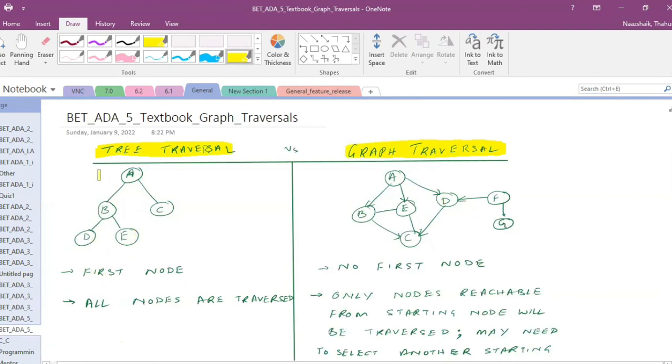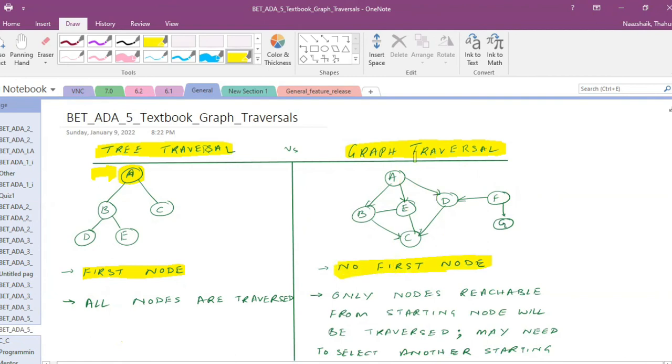Then the second one is, in a tree, you always have a starting node. You don't ask in the input which node shall I start, because you know that you always start your traversal with your root node, right? So you know what your first node is. But in this graph, you cannot tell which is your starting node. Your start can be B, or I want to start as F, or I can start as A, right? There is no first node, okay?